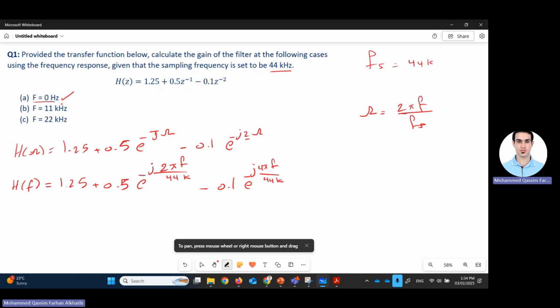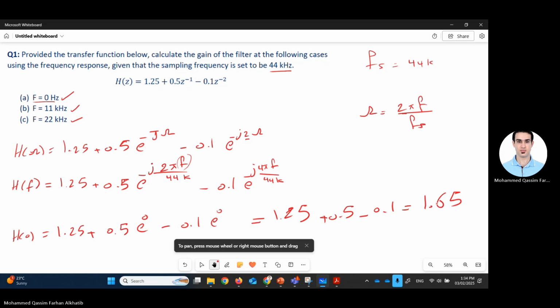The first one is quite easy, 0 hertz. Then I have 11 kilohertz and 22 kilohertz. So H of 0, just substitute 0 and you'll get 1.25 plus 0.5 times e to the power 0, because f equals 0, minus 0.1 e to the power 0. So you have 1.25 plus 0.5 minus 0.1 and you will get 1.65. There is no unit. This is the gain.